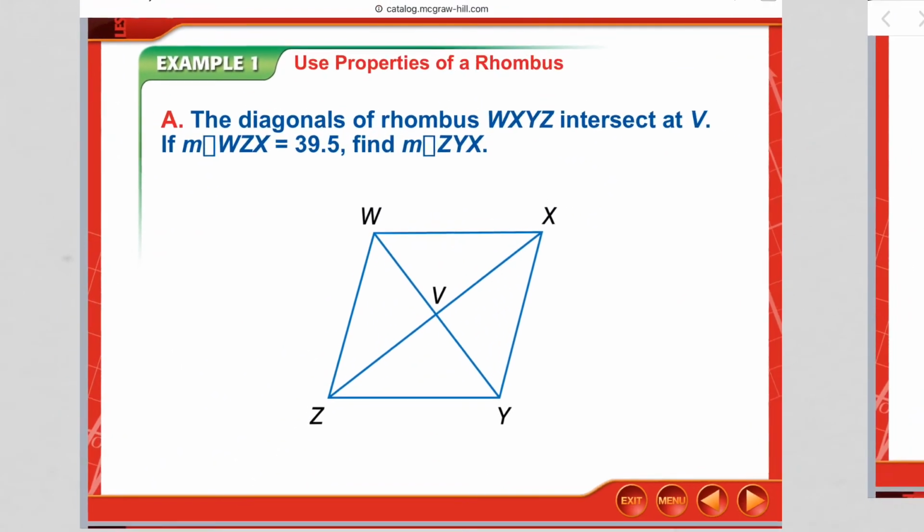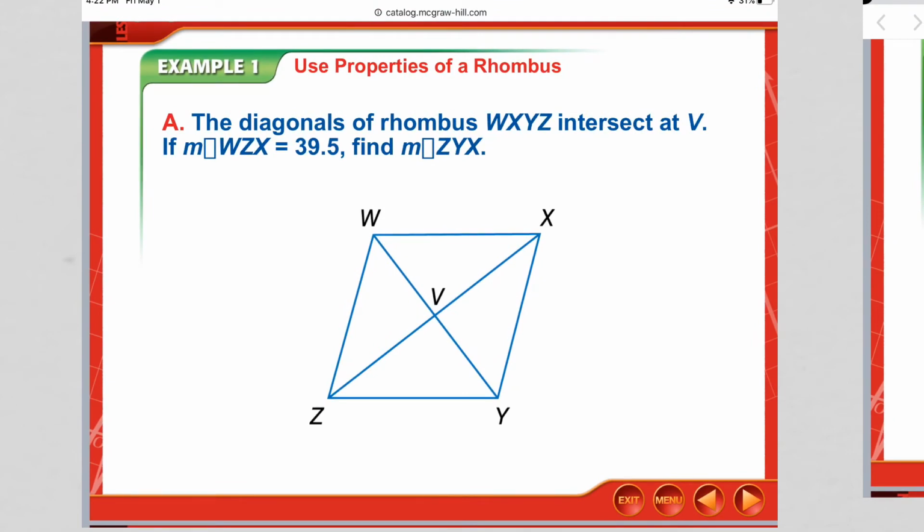So here we have the diagonals of the rhombus intersect at V, and this is supposed to be the measure of angle WZX is 39.5. So this angle here is 39.5. And we want to find the measure of angle ZYX. So ZYX is this whole angle here. So from what we know about diagonals in a rhombus, the angles that are in the same corner are the exact same measure. So because that one's 39.5, this one is also 39.5.